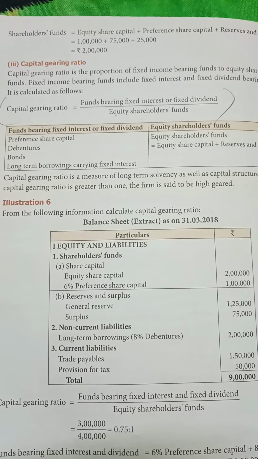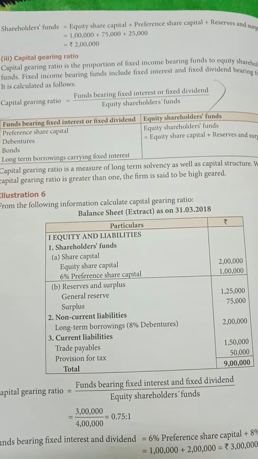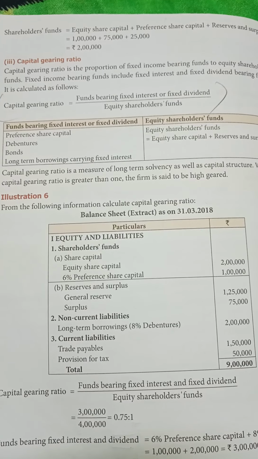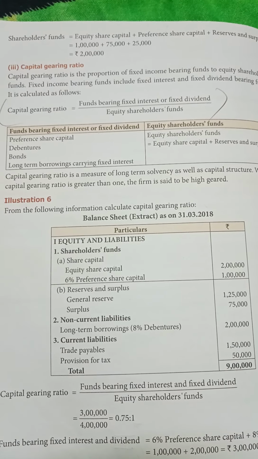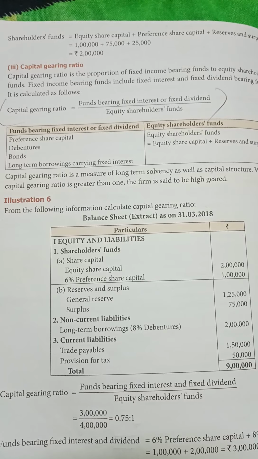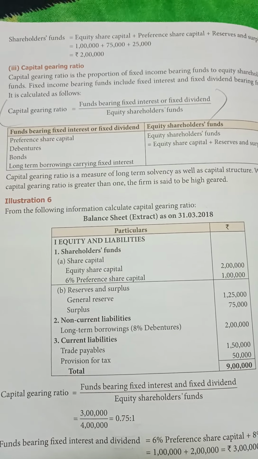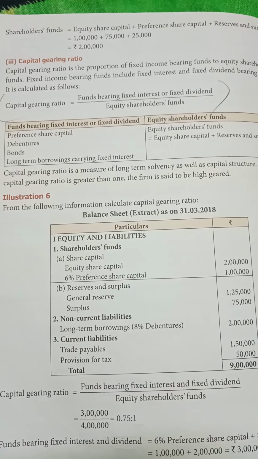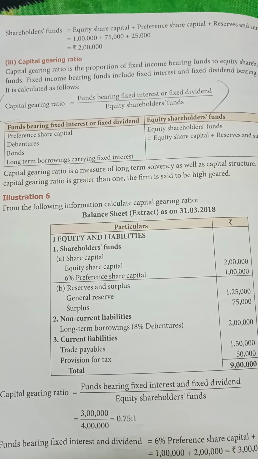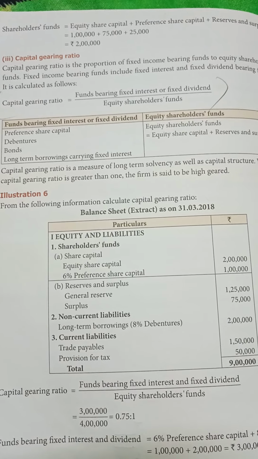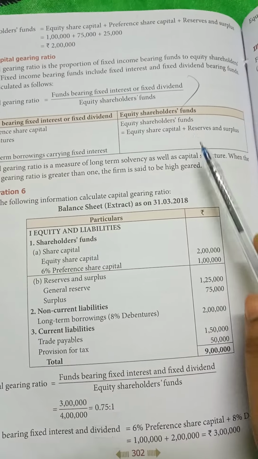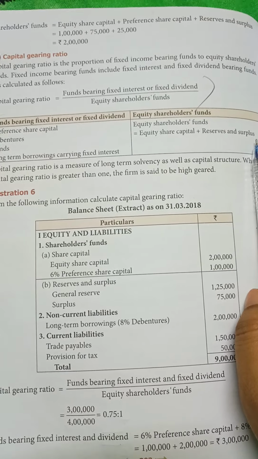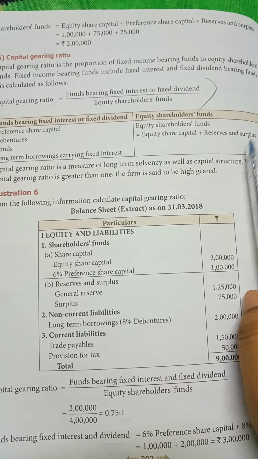There's a difference between shareholders funds and equity shareholders funds. Shareholders funds will include equity share capital, preference share capital, and reserves and surpluses. But equity shareholders funds take only equity share capital and reserves and surpluses. Just exclude preference share capital, right?